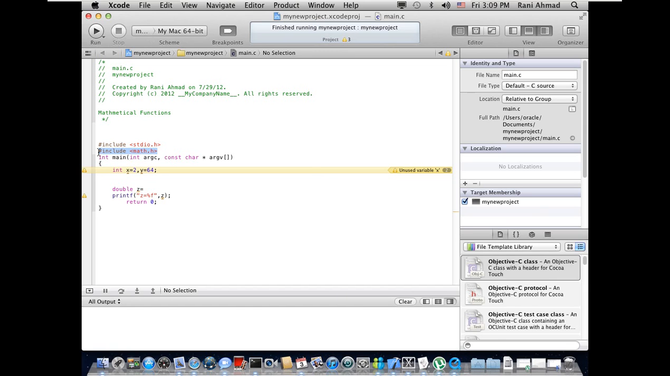So let's start. We start with two numbers, x equals 2 and y equals 64. Now, why did I choose those numbers? We talked last time about 64-bit and 32-bit, so we need the power to get that maximum number.